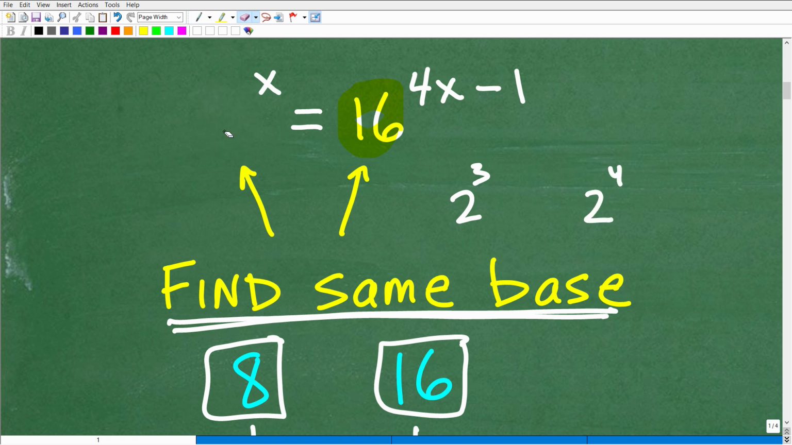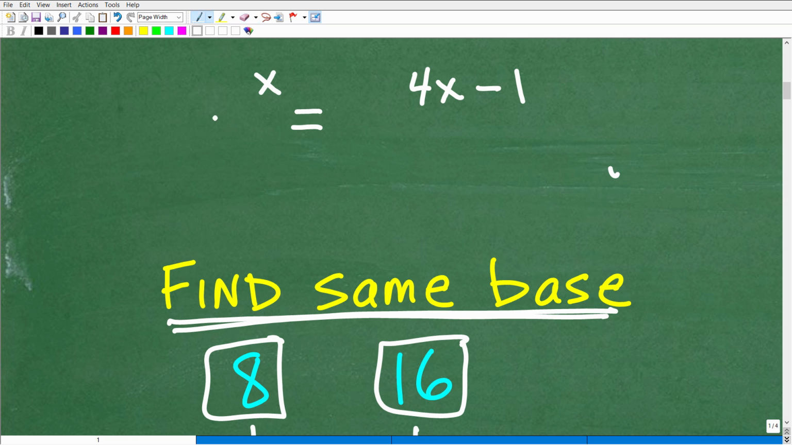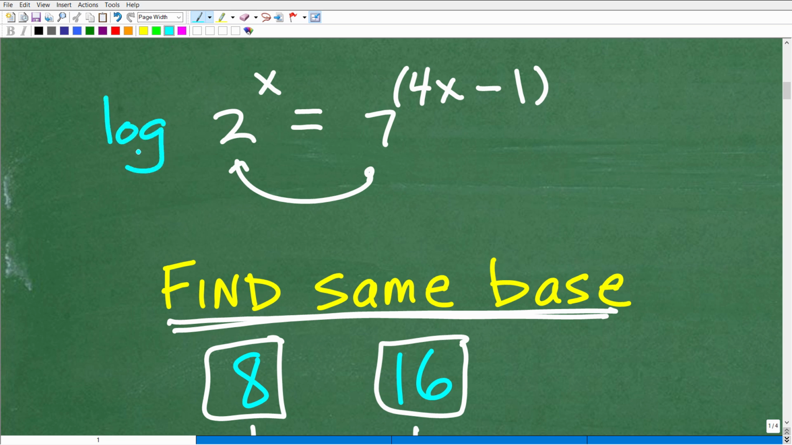But if these values were different, let's just make something up right here. What if I had 2 to the x, and this was, let's say, 7 to the 4x minus 1? Well, here we can't equate these two bases, in other words, without the aid of a calculator. So in this situation, we would have to take the logarithm of both sides, and that is a whole other discussion.